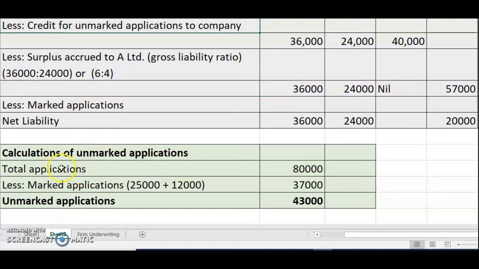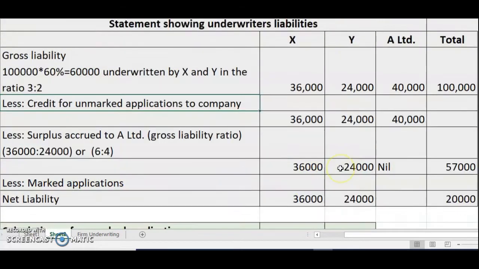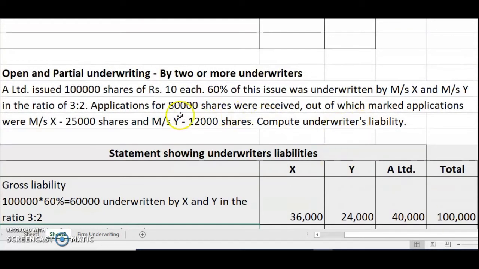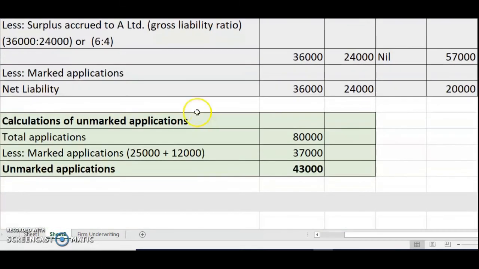Now, calculation of unmarked applications. They have mentioned in the problem that total applications are 80,000, out of which marked applications are 25,000 and 12,000. If you deduct marked applications from the total applications, whatever remains is nothing but unmarked applications. So total applications are 80,000, marked applications are 37,000, and that will give you 43,000. So 43,000 are unmarked applications.